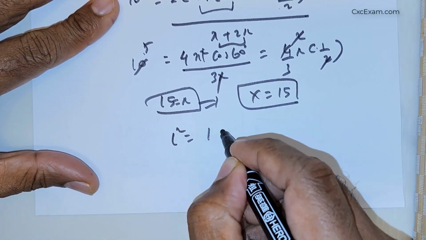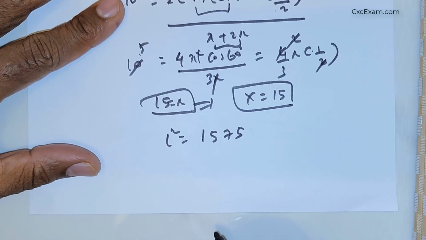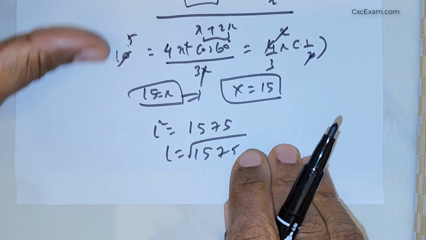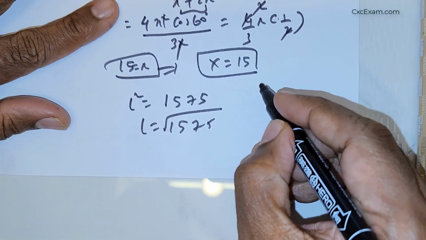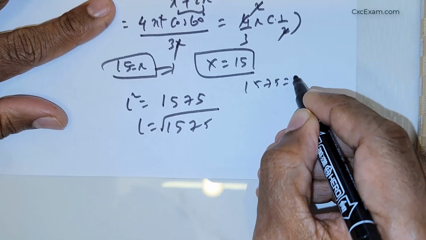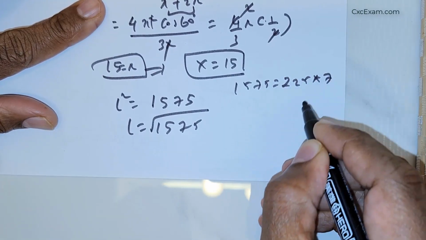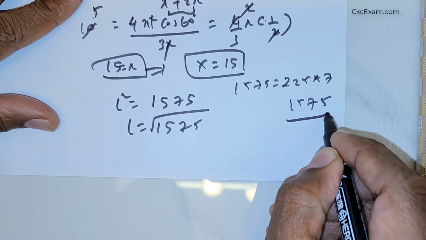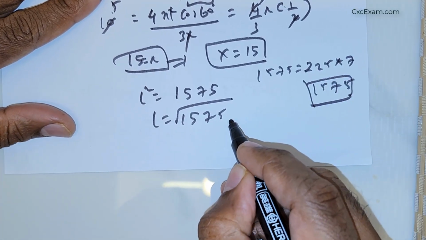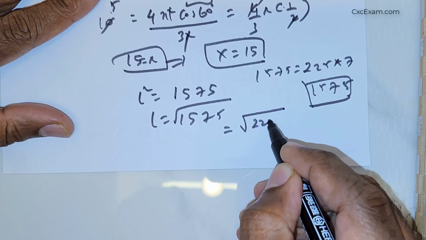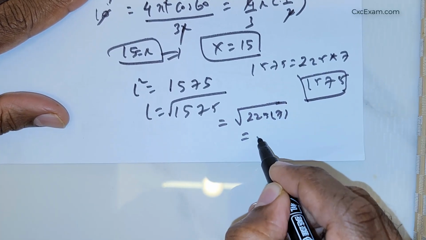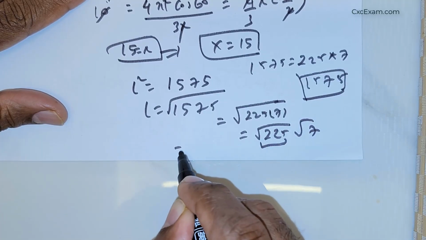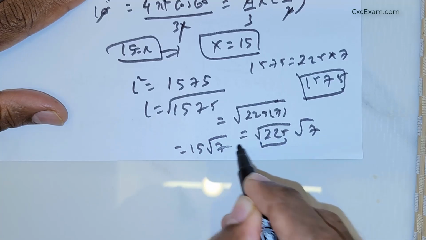So L squared is equal to 1575. So L is equal to root of 1575, but I can rewrite 1575 as 225 multiplied with 7. So this is equal to root of 225 multiplied with 7, which can be rewritten as root of 225 times root of 7. Root of 225 is 15 and you have a root 7 there.